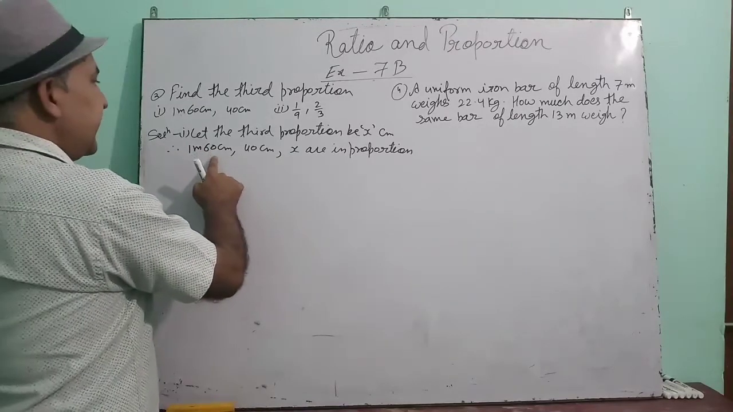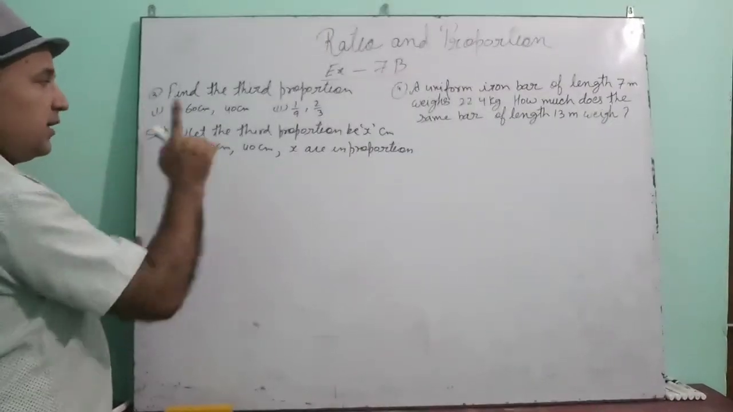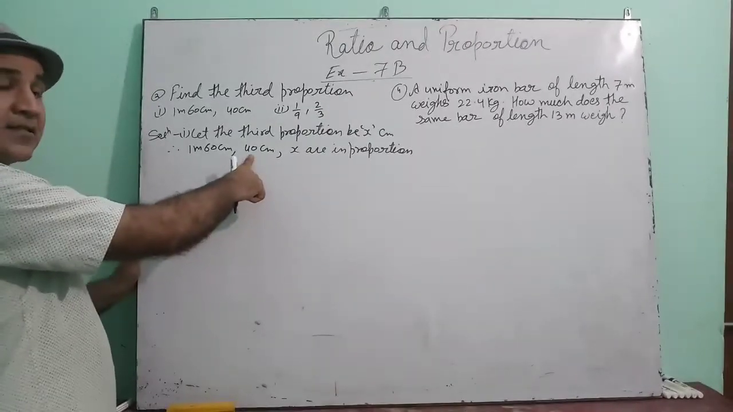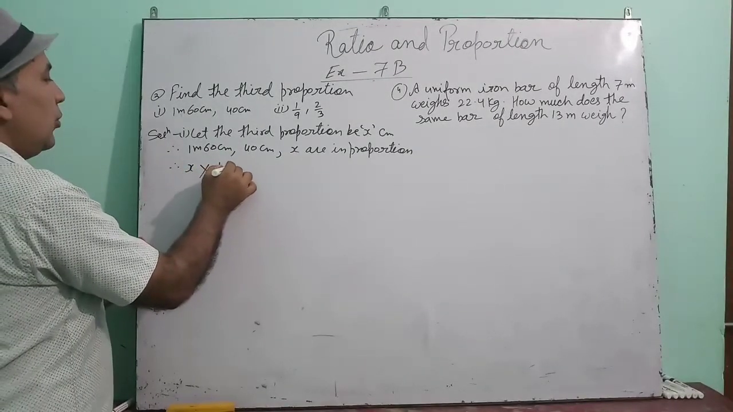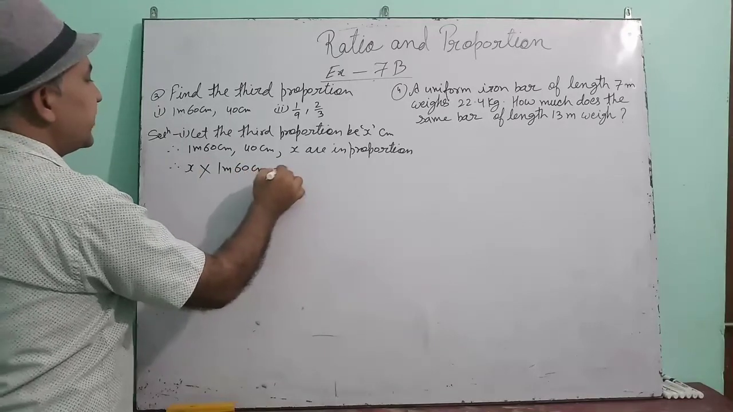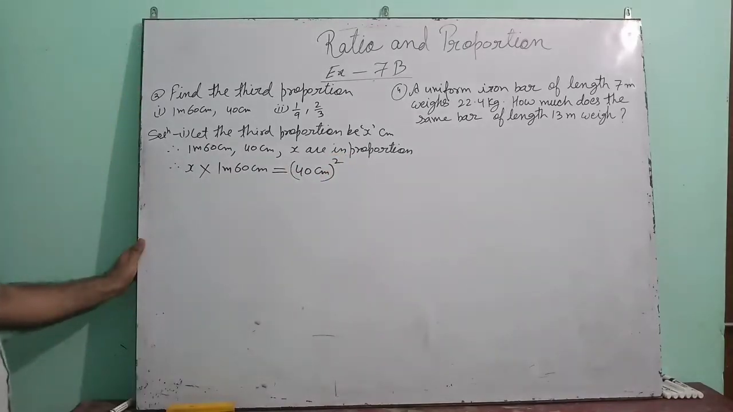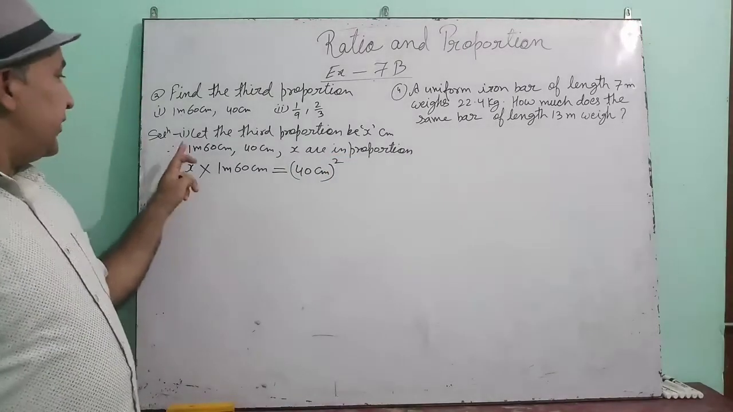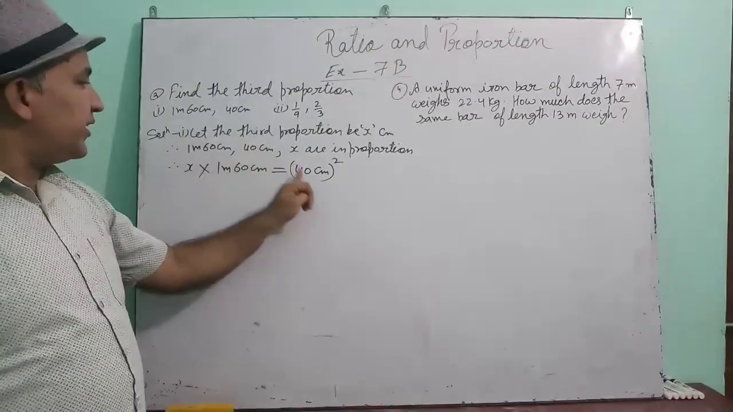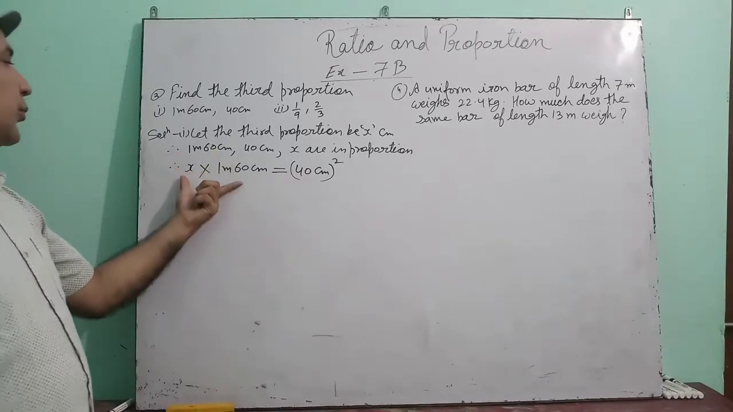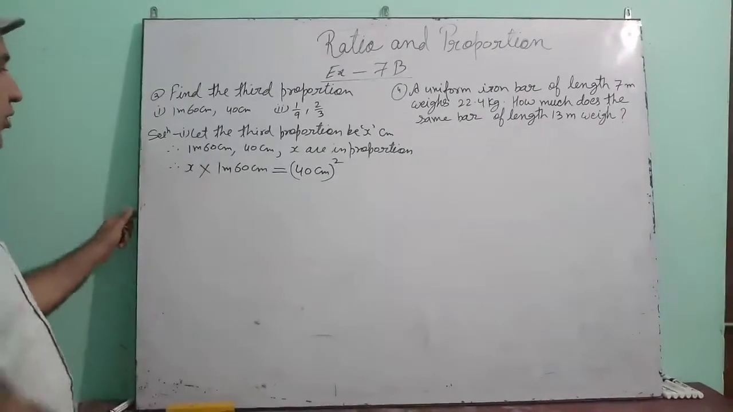You can see that if there are 3 numbers, then you have studied the method. Square of the middle one is equal to product of extremes, means x into 1 meter 60 centimeter is equal to 40 centimeter square. This we have seen. If three numbers are in proportion, then square of the middle one is equal to product of first and third. Okay, now solve and get the value of x.